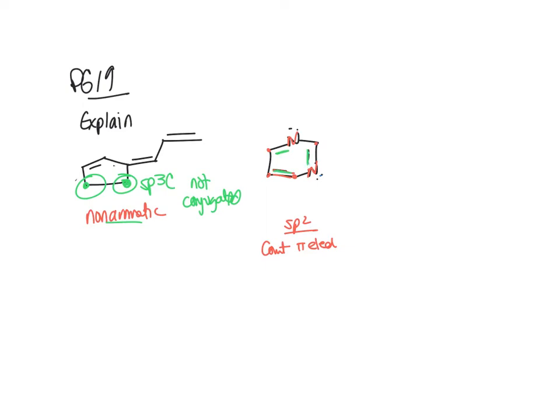Do we count the lone pairs? No, we don't count the lone pairs because on this nitrogen you have a double bond. So no, we're not going to count. This nitrogen here also has a double bond, so we're not going to count. Okay, so then we only have 6 pi electrons. 6 pi electrons does follow Huckel's rule. That one is aromatic.